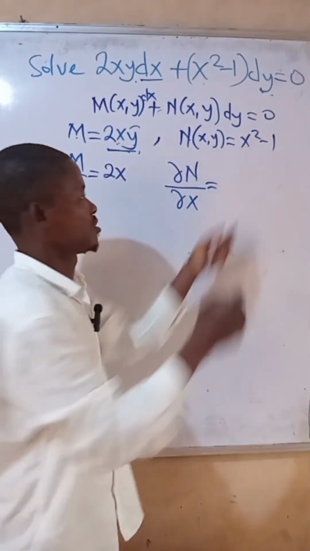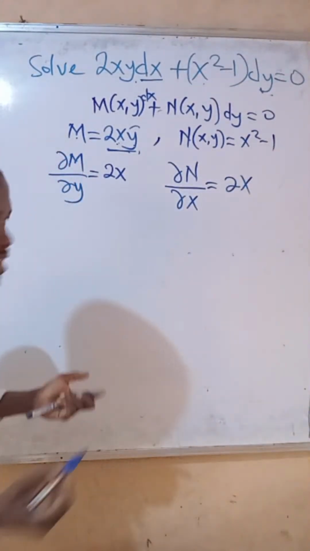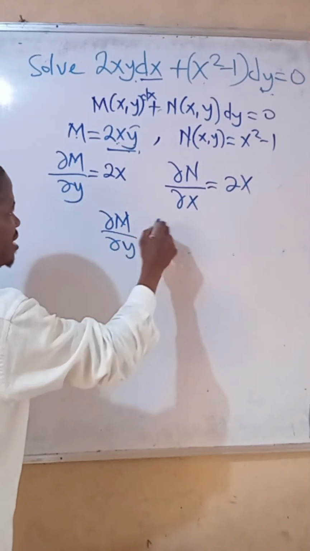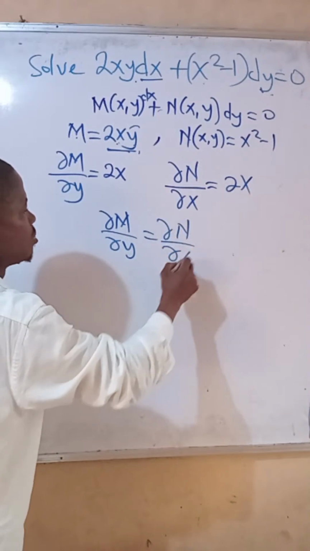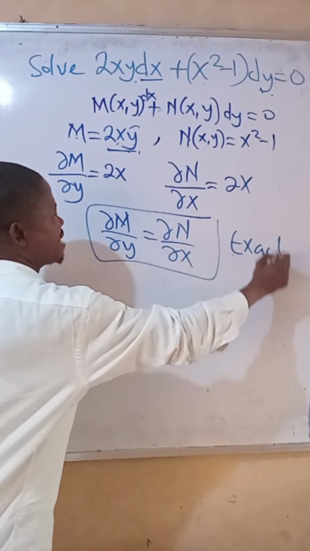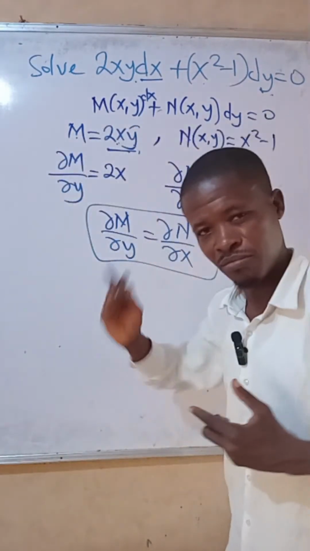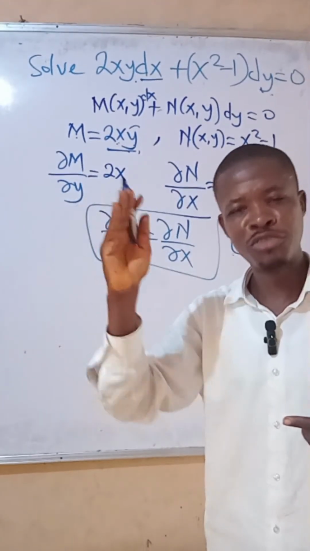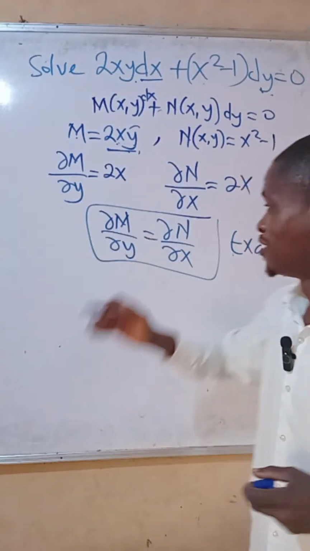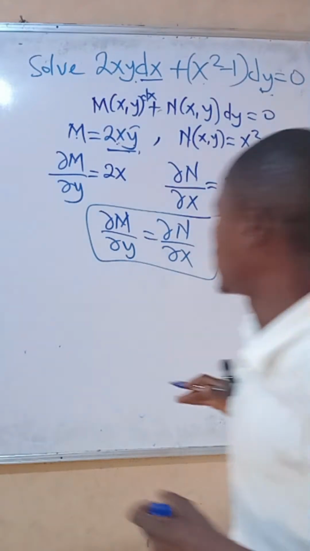This will be 2x. So we can see clearly that this and this are equal to each other. This is exact. Then the next question: is this the end of the road? No. We need to get the general solution to this differential equation.